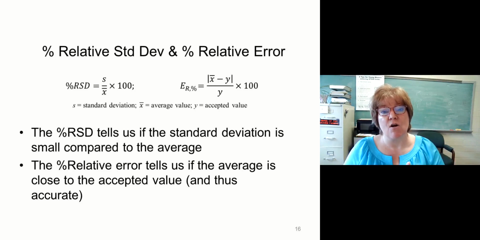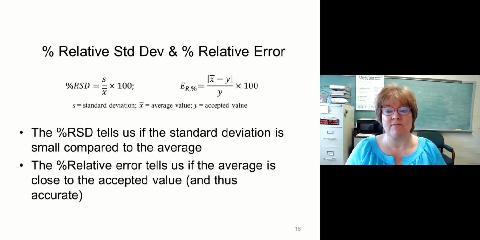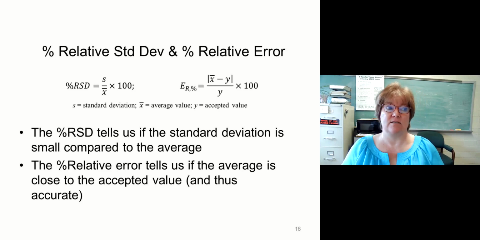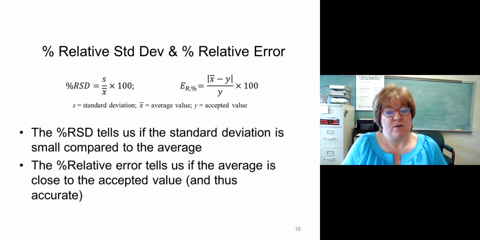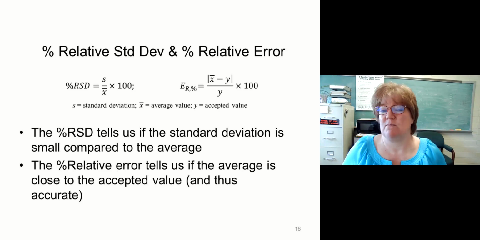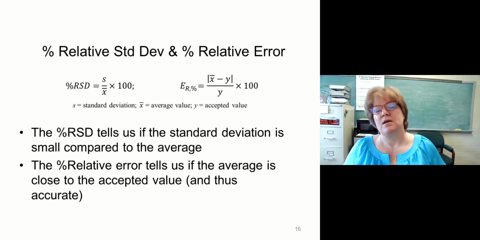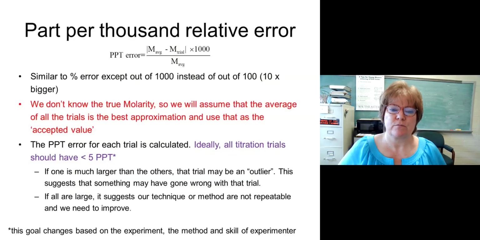The relative error is about how accurate you are. And to do this, we have to have an accepted value. A lot of people make the mistake of trying to do this without an accepted value. In our case, for instance, one of the problems is we don't have an accepted value. We're going to have to use an average for an accepted value, and that's going to come into play. We'll do that in week 2.